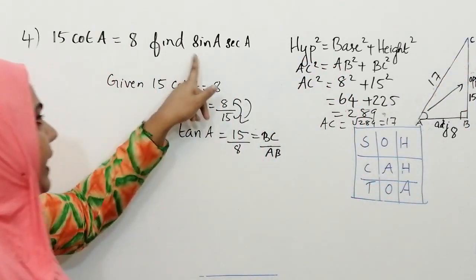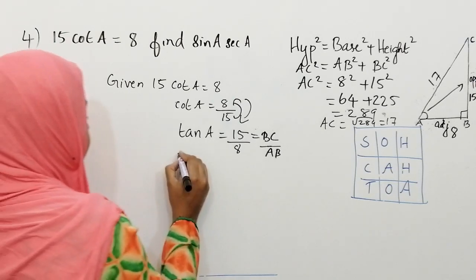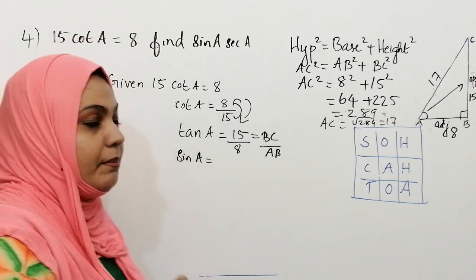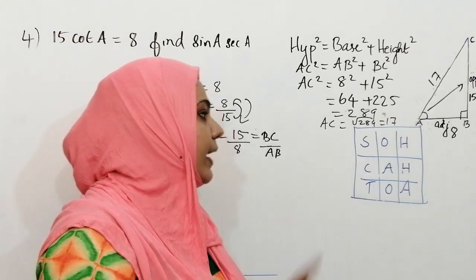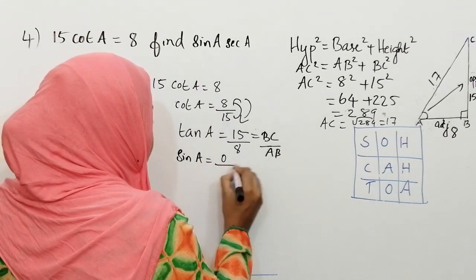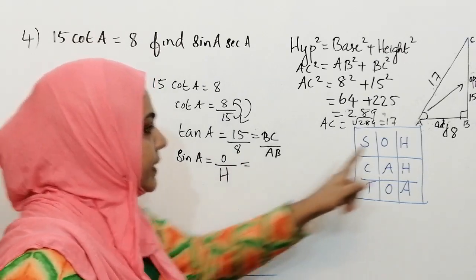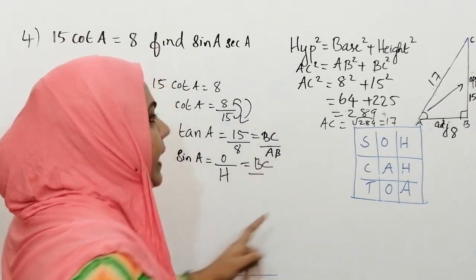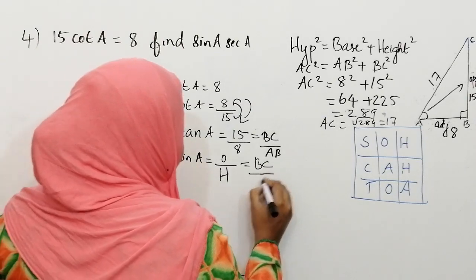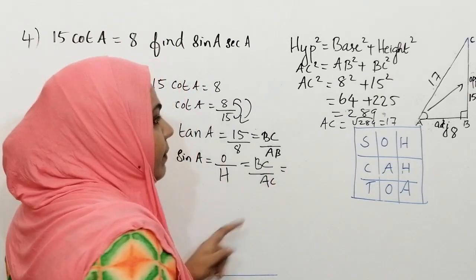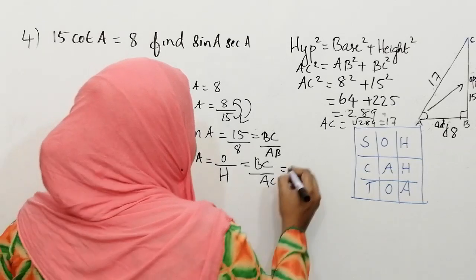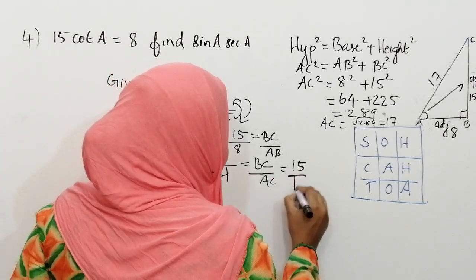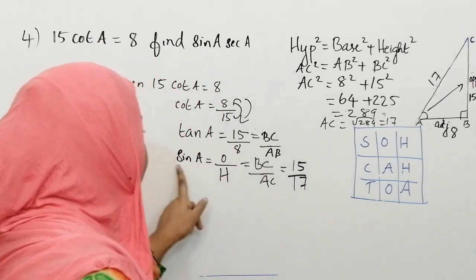So let's see what sin A and sec A are. You know that sin A means the ratio of opposite to hypotenuse. So what is the opposite side? BC is our opposite side. And what is the hypotenuse? AC is the hypotenuse. What is the measurement for BC? 15 is the measurement for BC and AC is 17. So we found the value for sin A.